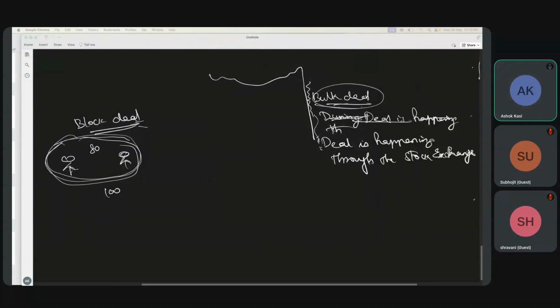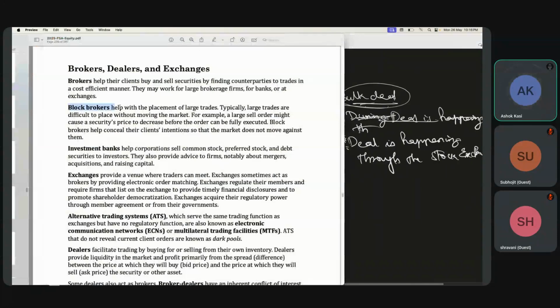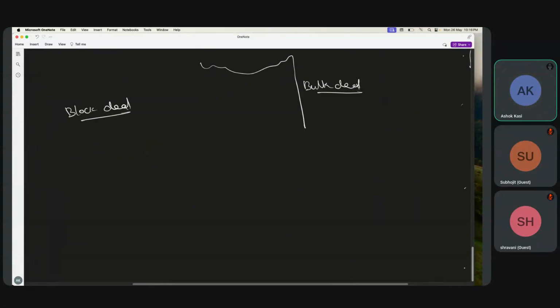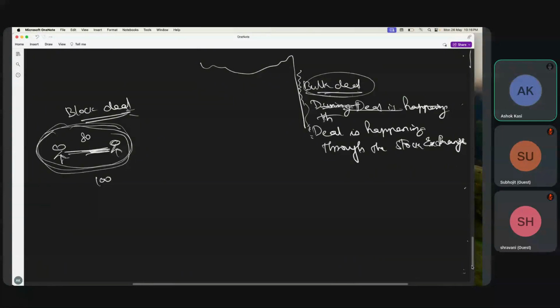Now the brokers who are involved, how will they know? First of all, obviously there are brokers involved between them. That broker is called a block broker. See this, placement of large trades. Understood? Block brokers. Then investment banks. So what is an investment bank then?